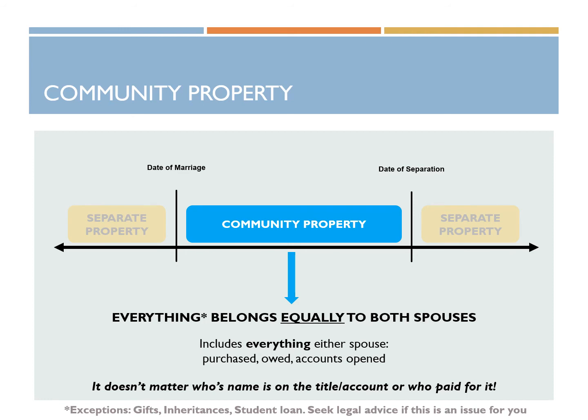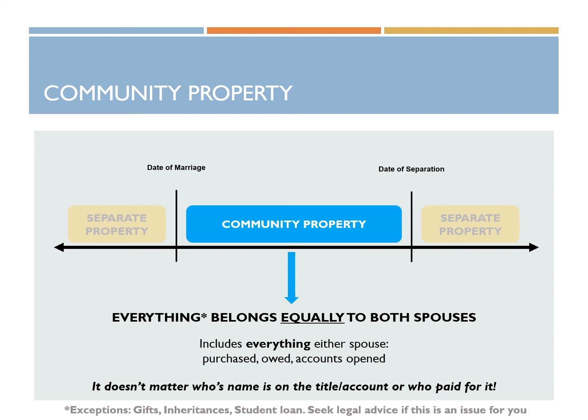Community property is anything that was earned or spent from the date you got married to the date of separation. It doesn't matter whose name is on the title or the account, who paid for it, or who actually has the item. In general, everything earned during the marriage is community property and belongs equally to both spouses, even if one of you was not working during the marriage.